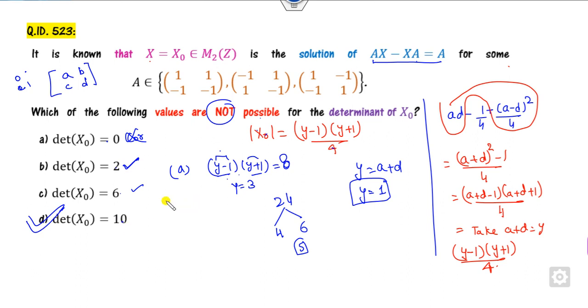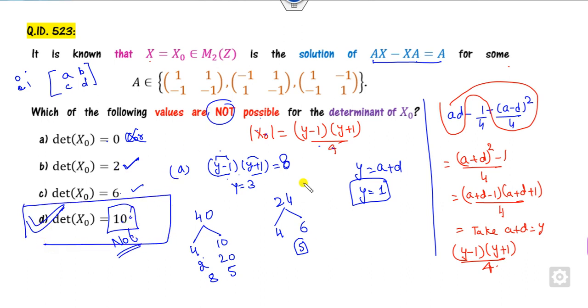How can you discard the rest? It's 10, so it means it's 40. How can you write that? It's 4 and 10. There is no Y which satisfies this. Or you can write it as 220. Again, this is not a product of such a pair. 8 and 5, this cannot be there. So this is the only impossible answer for this problem. So the right answer is D, the correct option for this problem.